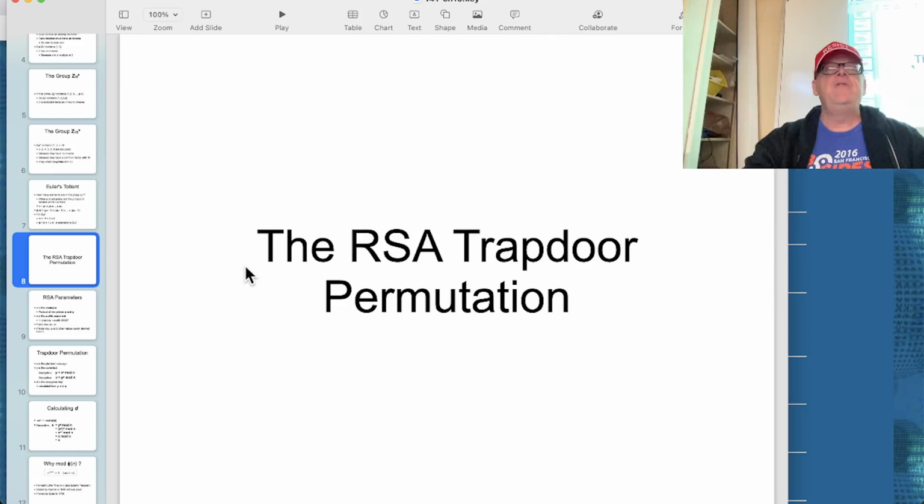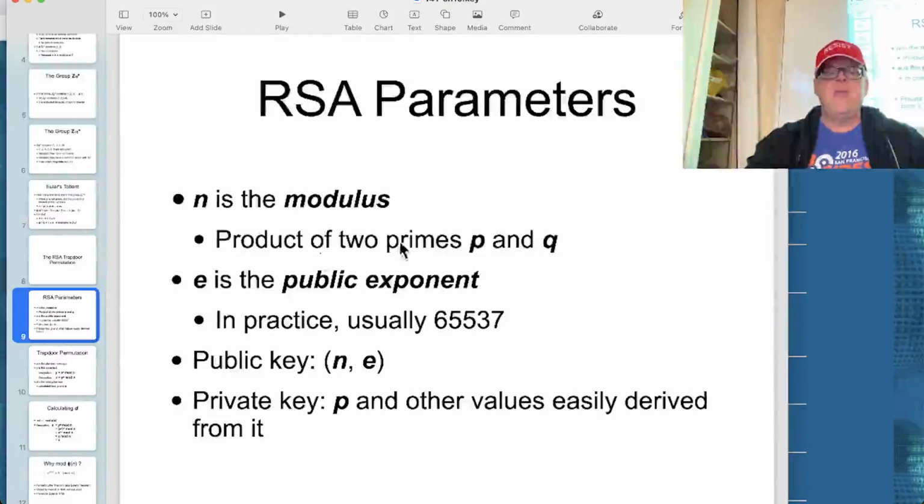So now that you've defined a group, n is the modulus, the product of two primes, and E is the public exponent, and it really can be almost any prime number. In fact, it can even be some numbers that are not prime, as long as they're relatively prime with phi, but who cares? In practice, everybody uses the same number. This is a common number. Some people use 3, some people use 5, and they've argued about it. As far as anybody can tell, it's all fine.